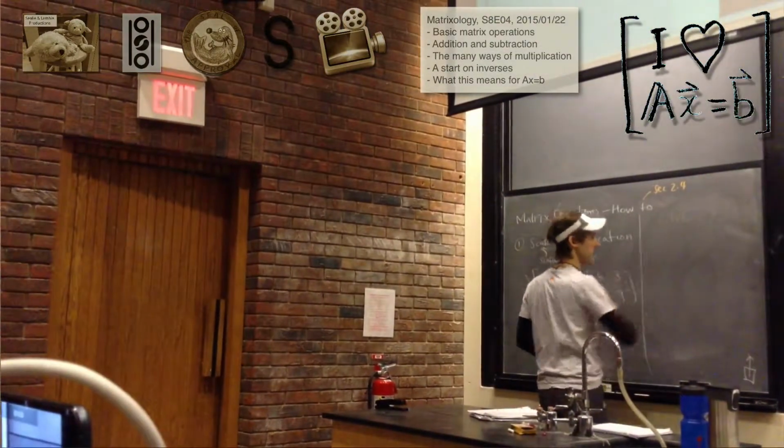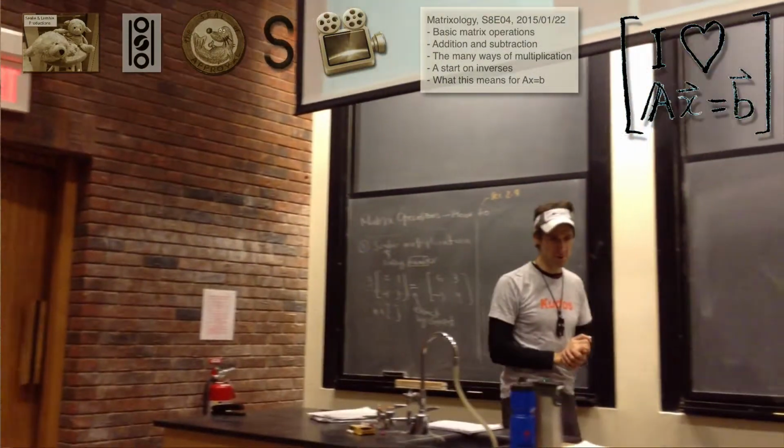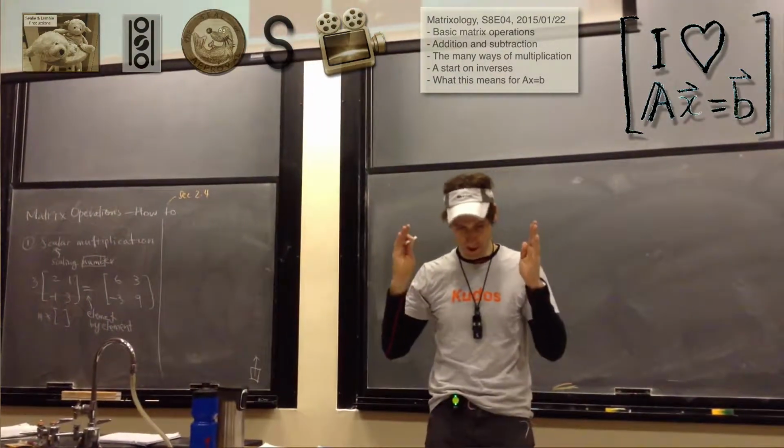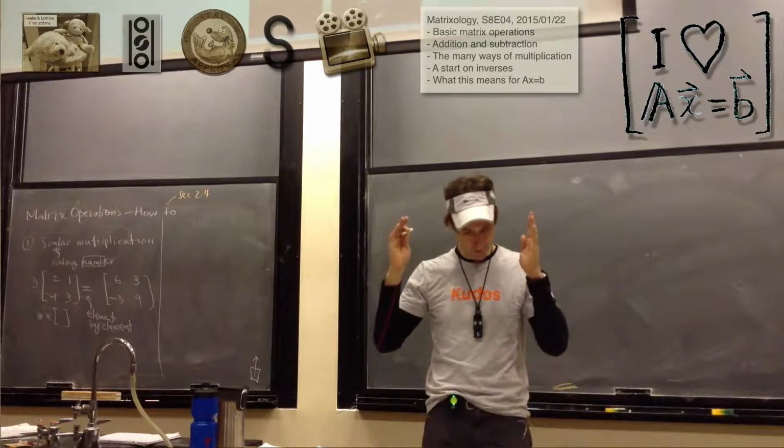So here's an important kind of definition. We're going to say the ijth entry. We're always going to have the same kind of rules as we go through.